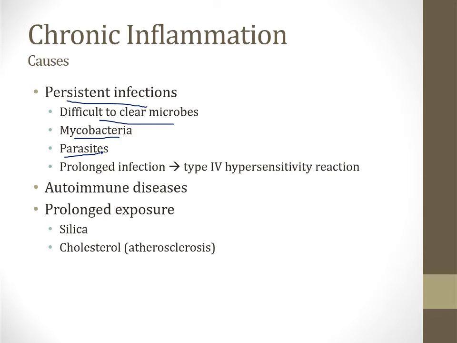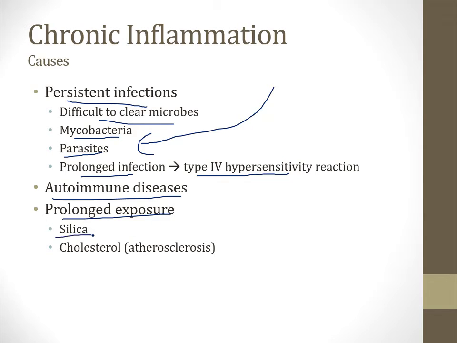And in these cases, what happens is you have a prolonged infection, and basically the inflammatory response turns into a version of a type 4 hypersensitivity reaction where you just have chronic cell-mediated immunity trying to remove these types of infections. Many autoimmune diseases result in chronic inflammation, and then finally prolonged exposure to substances that the body has difficulty clearing can lead to chronic inflammation.